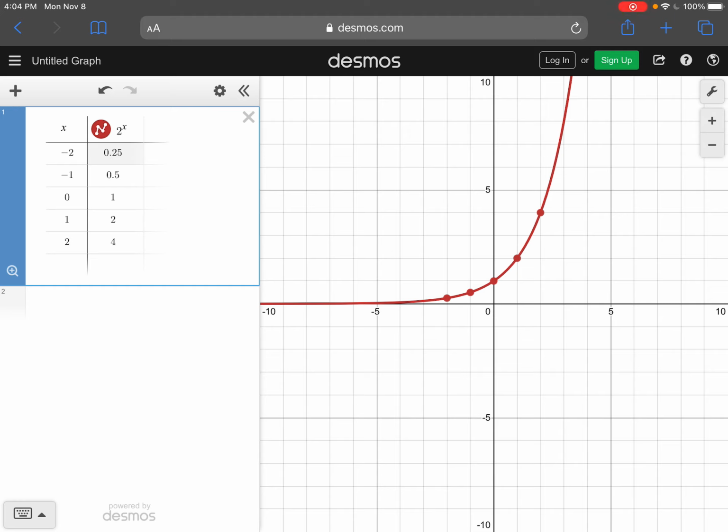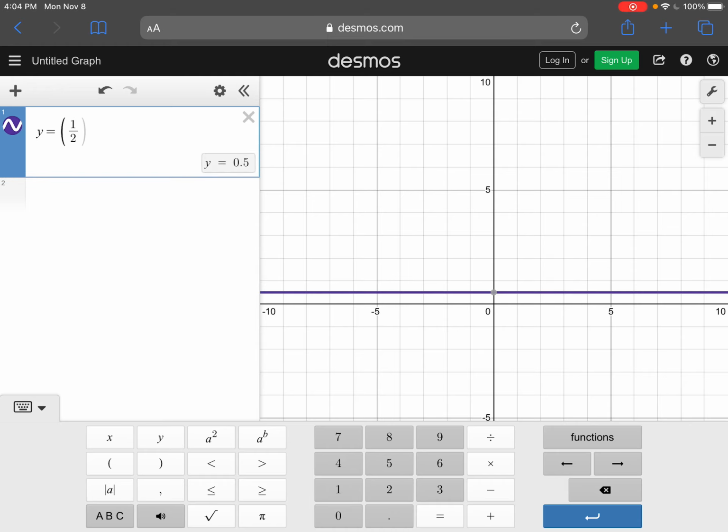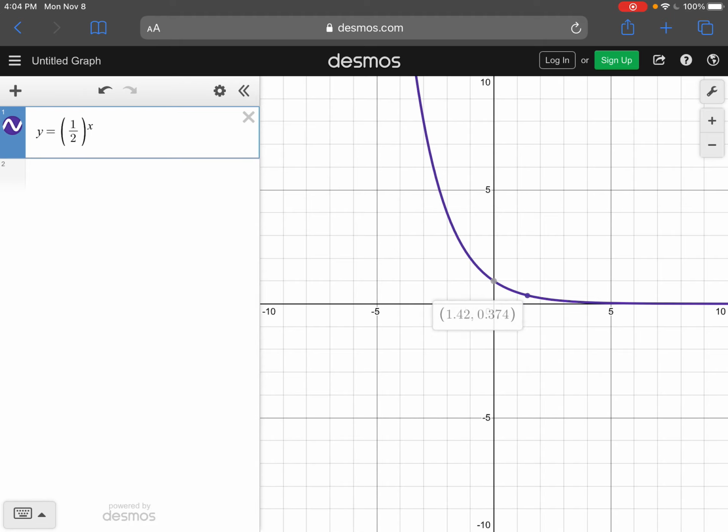Let's try another one. So the next one, example 2, is y equals 1/2 raised to the power of x. So 1/2 is inside parentheses. So I'm going to do parenthesis 1 divided by 2, and then I am going to close the parenthesis, and I am going to raise that to the power of x. So this one you can see is going down from left to right. So this one is decreasing from left to right, and so this represents exponential decay.